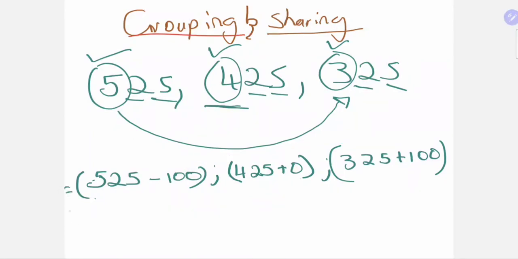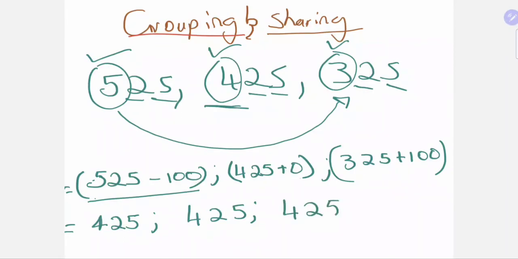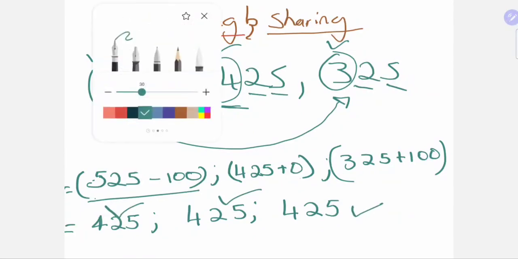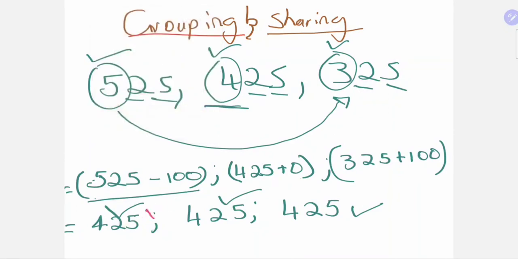Now you just write down the answers to your sums. 525 minus 100 will give you 425. 425 plus 0 will give you 425. 325 plus 100 will give you 425. And just like that, we have made things equal. Just like that, we are maths geniuses. All right?